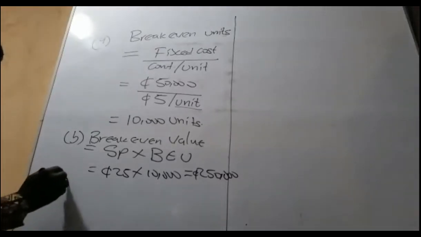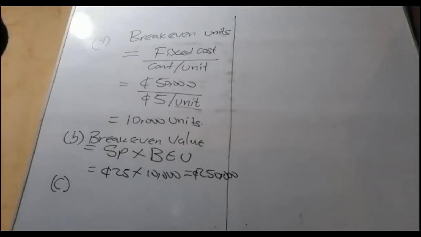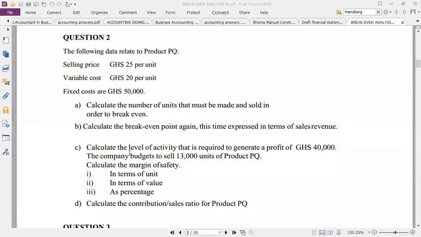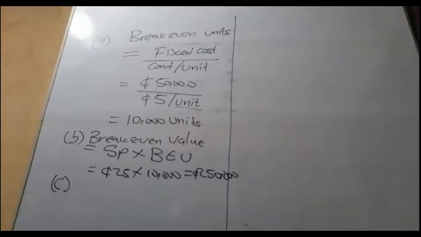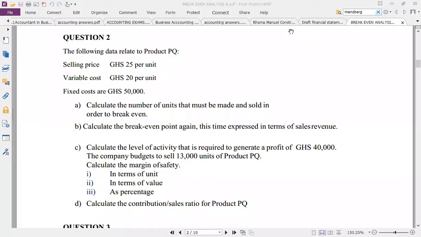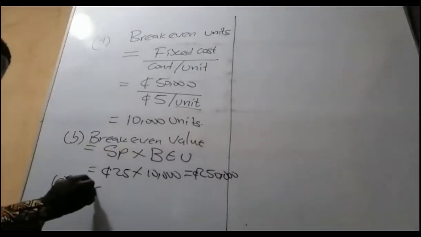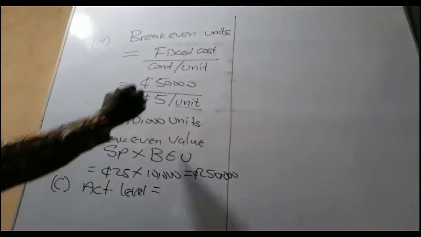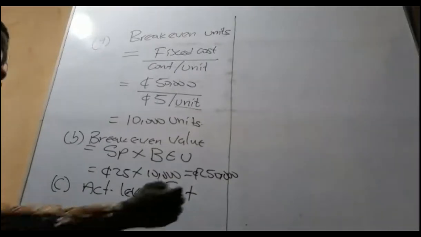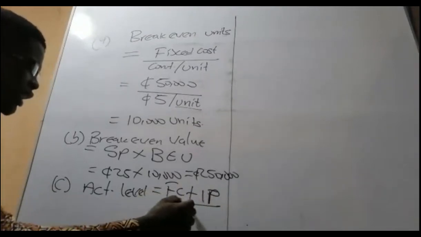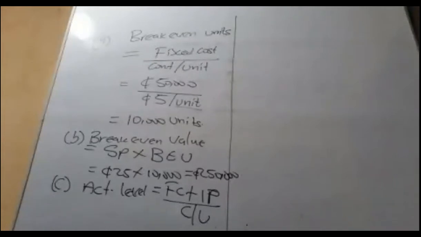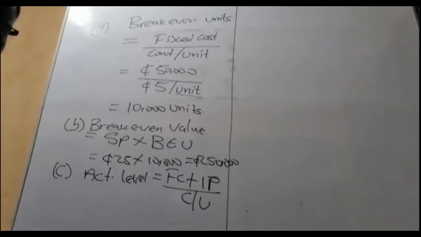Now let's continue and do the C. The C says we should calculate the level of activity that is required to generate a profit of 40,000. So that's break even at target profit, or required profit. The units required, the activity level, will be equal to our fixed cost plus the target profit, all divided by the contribution per unit. Agreed. So that is it. Let's go down.